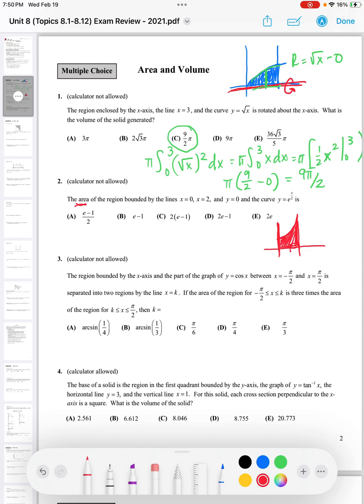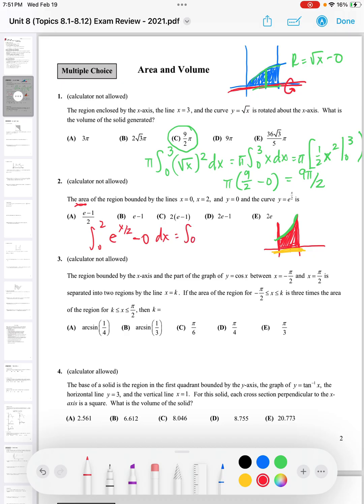Now, when it's area, not a revolution, it's just big curve minus small curve. So the big curve, the upper curve, minus the lower curve over that piece that we're looking for. Nothing's squared, no pi in front. So this is going to be the integral from 0 to 2 of the big curve, which was green, minus the lower curve, which is just going to be 0, dx.